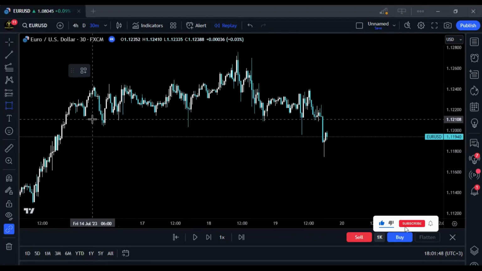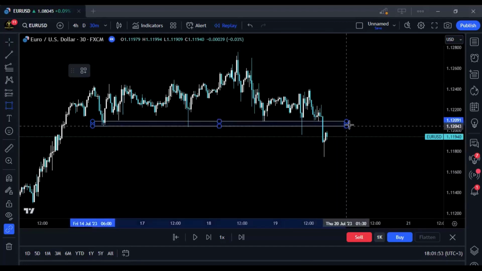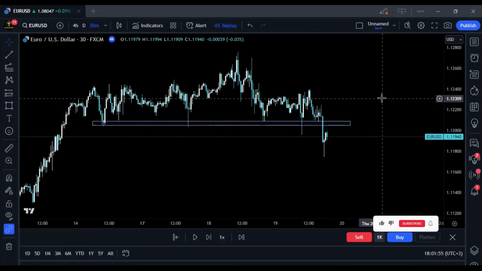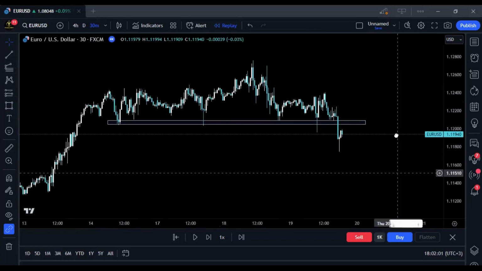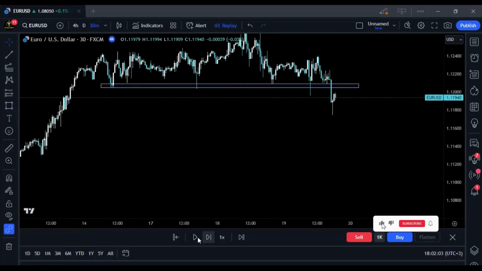So where should we be anticipating to see prices retrace to? So I'll consider this part here as where prices should be retracing to. Okay, so let's see.